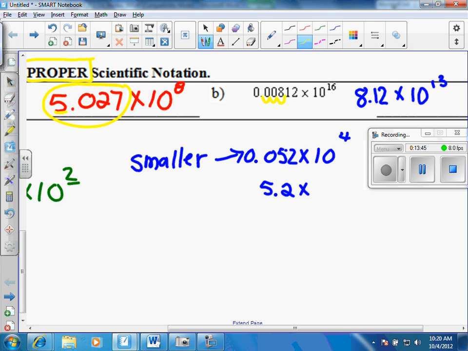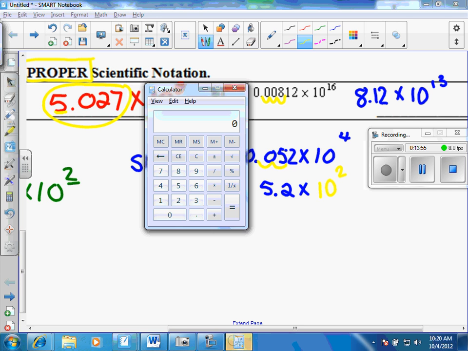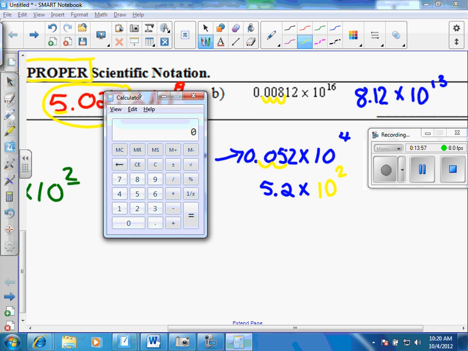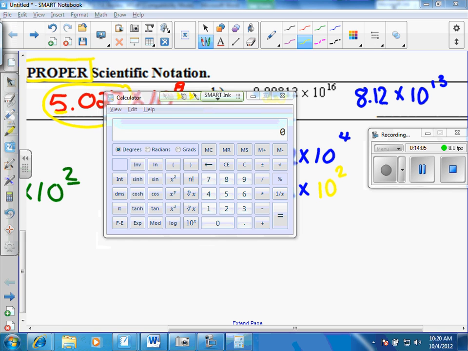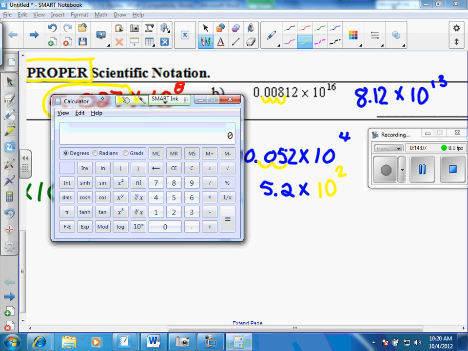What would that have to be? 10 to the... okay, so if you think it's 10 to the second, then you could pull up your calculator at home, and you can check to see if they're equal. So you would have to go to a scientific calculator. How many people have that? Yeah, so you could check it.